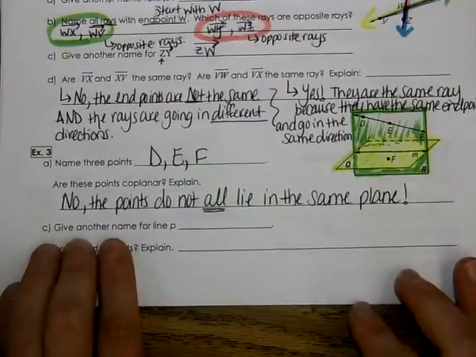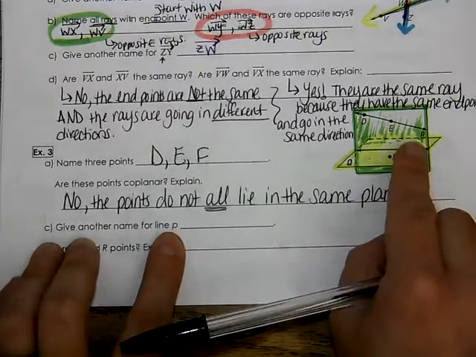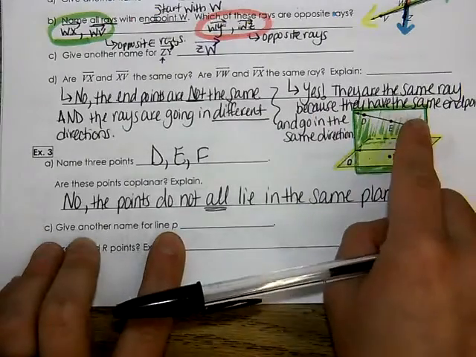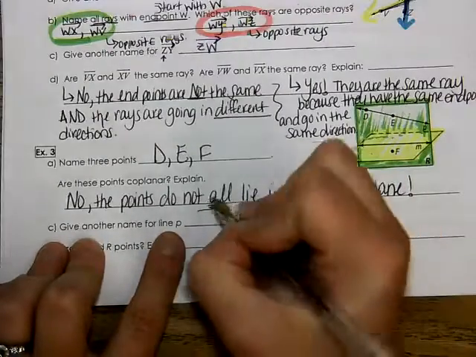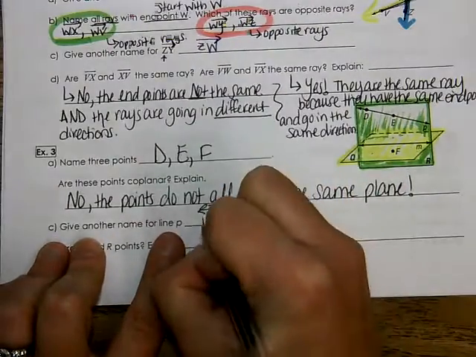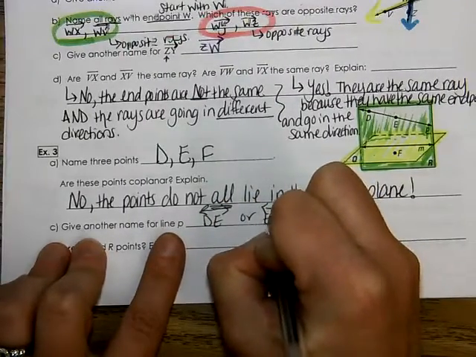Here's letter C. It says, give another name for line P. So we know that whenever we're naming line P, we can use any 2 points that are on that line. So in this case, it would be DE or line ED.